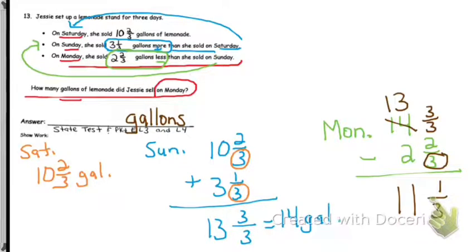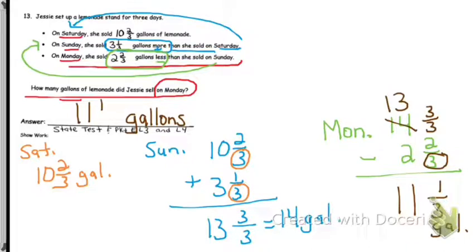So for Monday, I see that she sold 11 1/3 gallons. Now, final answers. I need to ask myself 2 questions if there's a fraction. First question, is it a proper fraction? Will it work in a chicken fight? Yes, 1/3 does work in a chicken fight, therefore it's a proper fraction. Question 2, is it fully simplified? Oh, my numerator is a 1, and if my numerator is a 1, my fraction is done. So my final answer is 11 1/3 gallons.